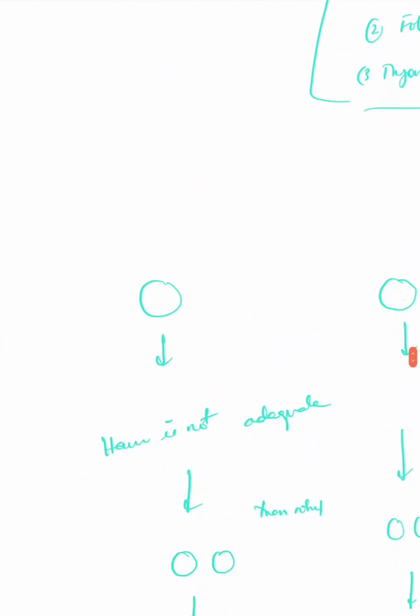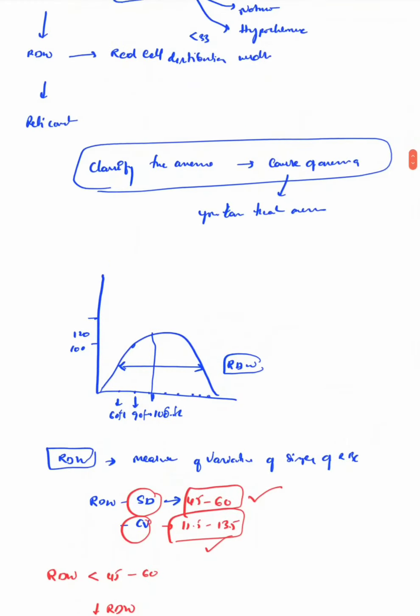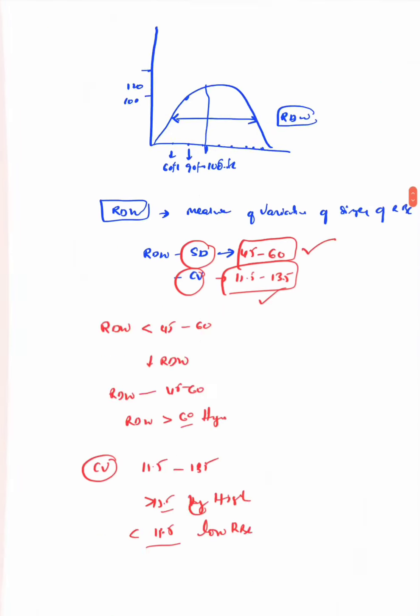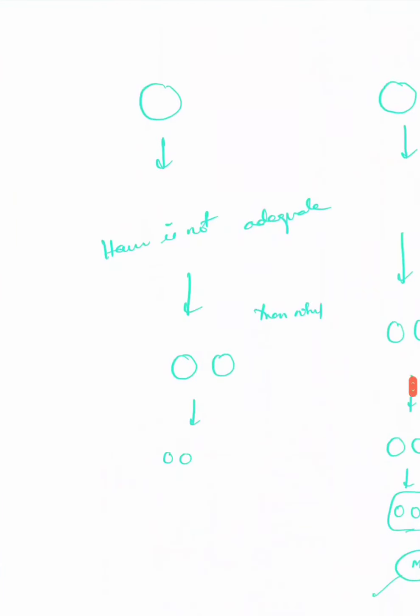After seeing MCV and MCHC and categorization, we go for RDW. So how is RDW useful? If RDW is high, that indicates that the sizes of RBCs are different. Various sizes of RBCs are present.